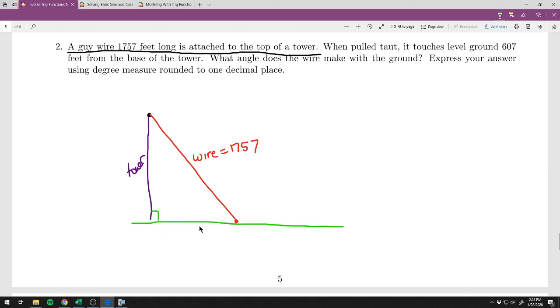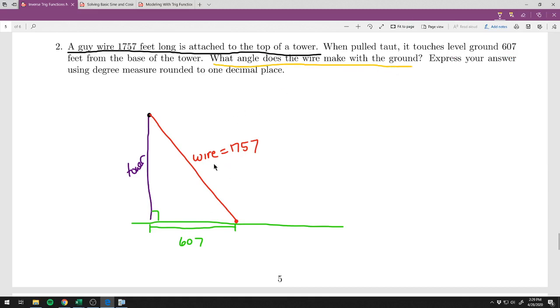This forms a right angle because the tower must be vertical, at least because they don't tell us otherwise. And it hits the ground 607 feet away from the base of the tower. So this bottom side is 607 feet. The question is, what angle does the wire make with the ground?